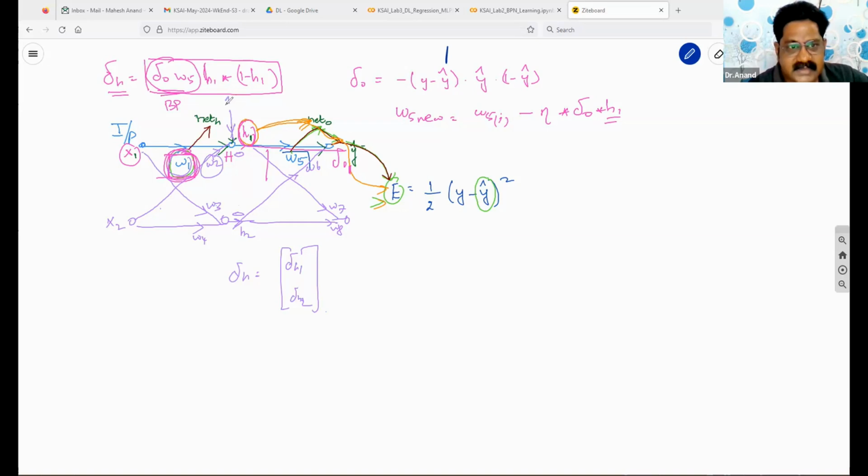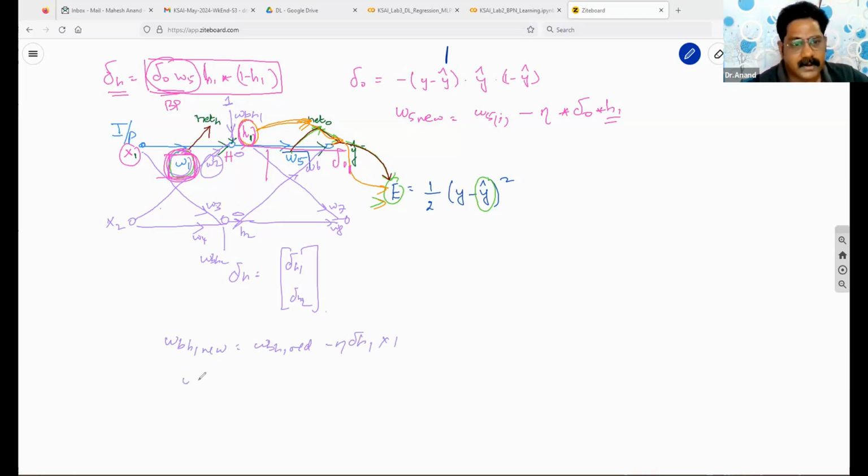What is the input to the bias? The scale factor to the bias is 1. So let us call this bias W bias at hidden 1, and this bias W bias at hidden 2. W bias at hidden 1 new is equivalent to W bias at hidden 1 old minus eta times delta H1 times input. What is the input to the bias? It is 1.